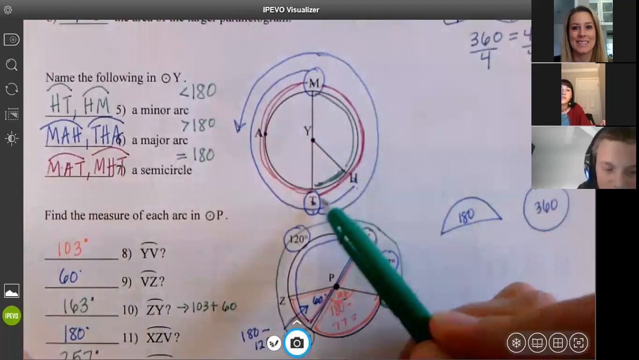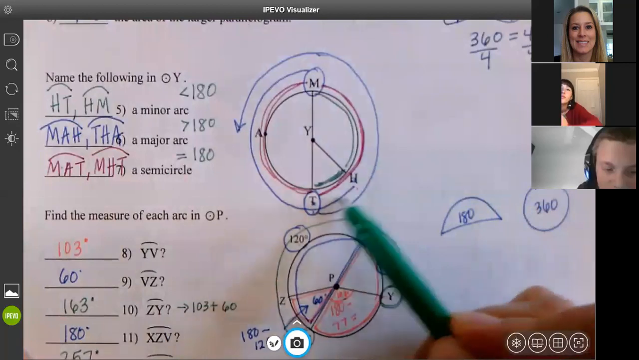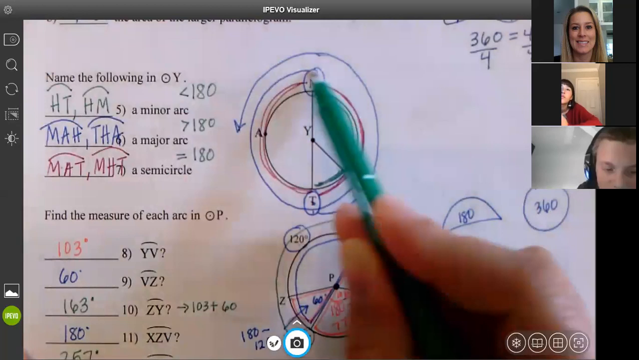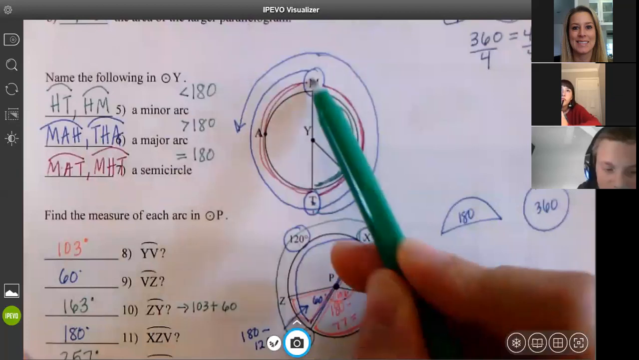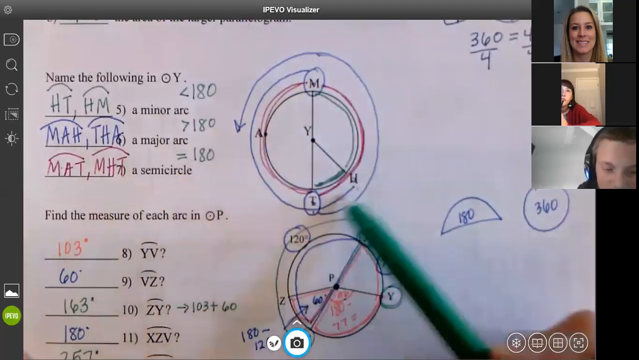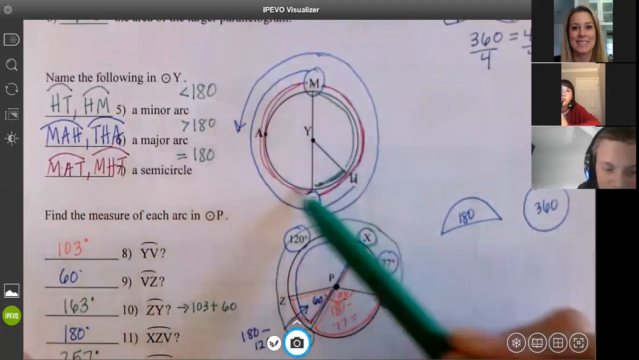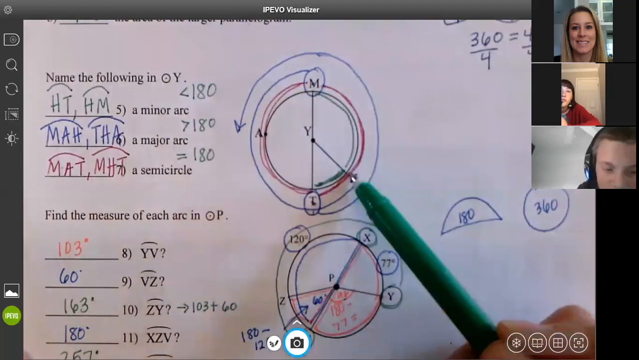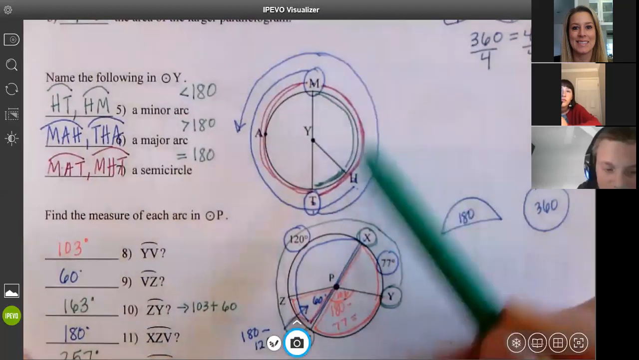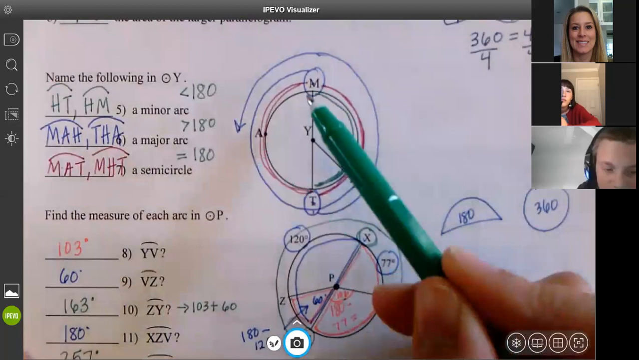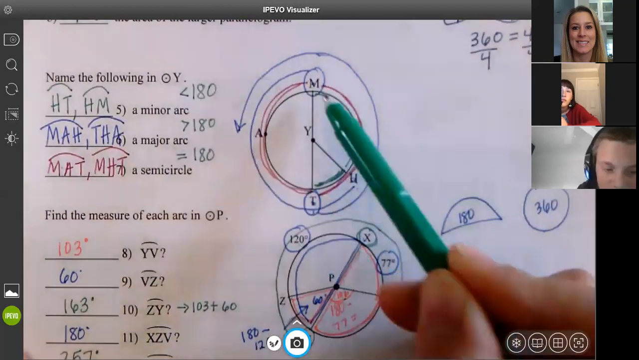So major arcs would be something like T, H, and all the way around to A. A major arc would also be M to T to H, all the way around here. So it has to go more than 180 degrees. So I got MTA for the major arc. It's not like all the way around, but MTA should be a major arc.